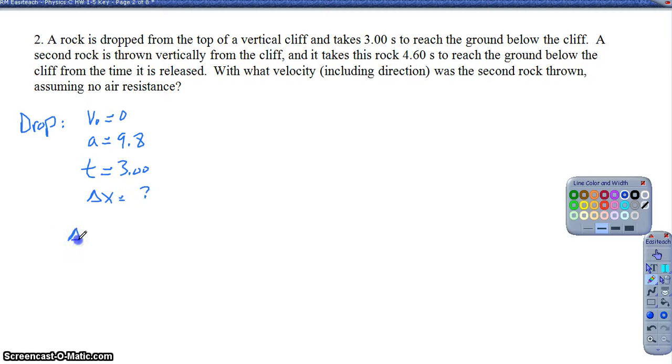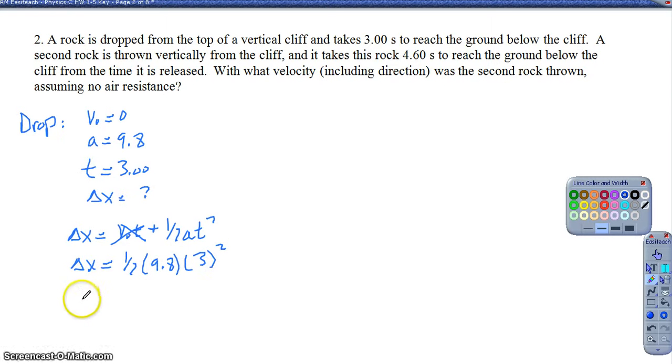If I just set up my delta x equals v sub 0 t plus 1/2 a t squared, I have enough measurements, because my initial velocity is 0, to find my actual height. So I'm just going to set that up. 1/2 times 9.8 times my time of 3 seconds squared. Then I get my delta x to be about 44.1 meters. So again, that's telling me the height of the cliff is 44.1 meters.